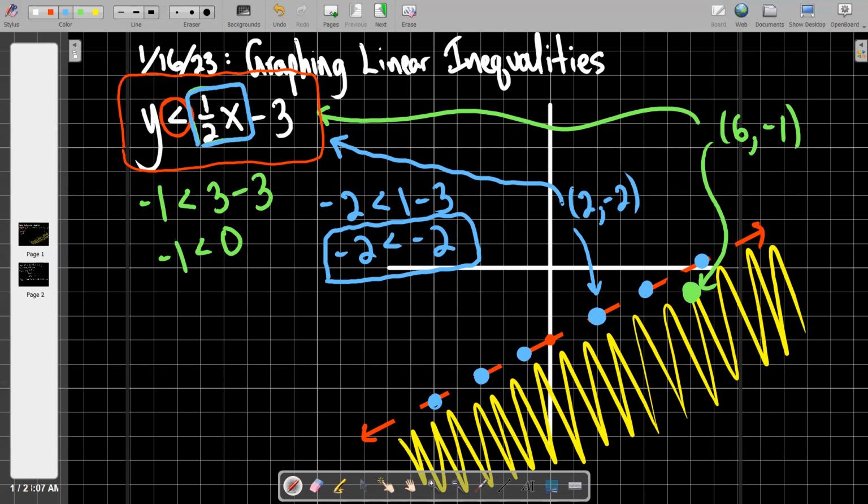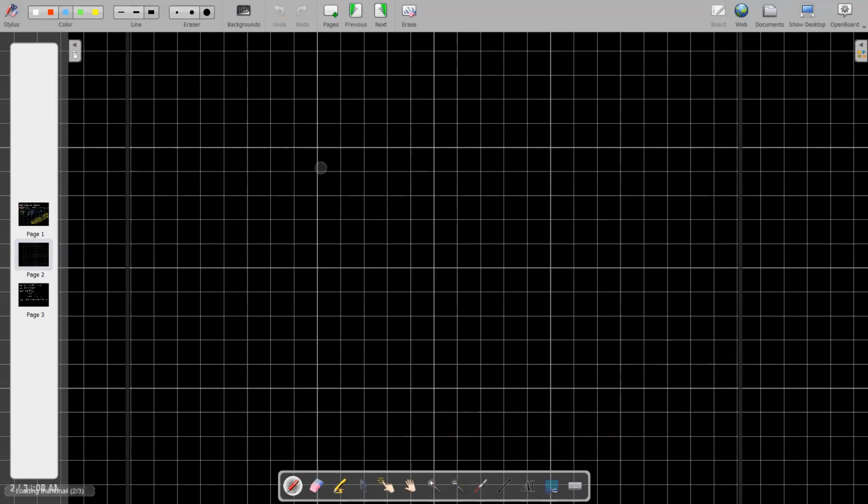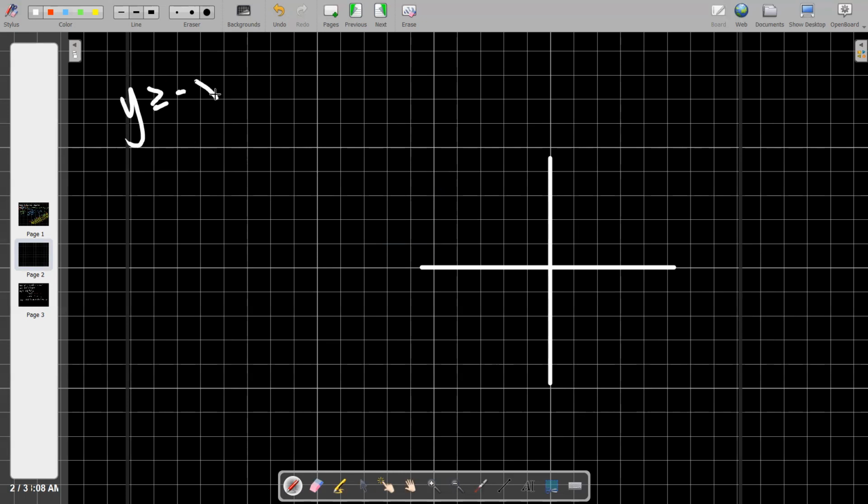Let's try another one. I just want to give you one more little simple warm-up problem, and then we'll get to getting y by itself. And then that'll be that. It's really not much to it. So let's say I gave you y is greater than or equal to -x plus 1. Where would I start my graph?